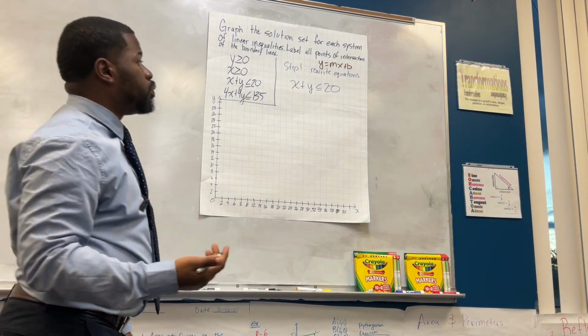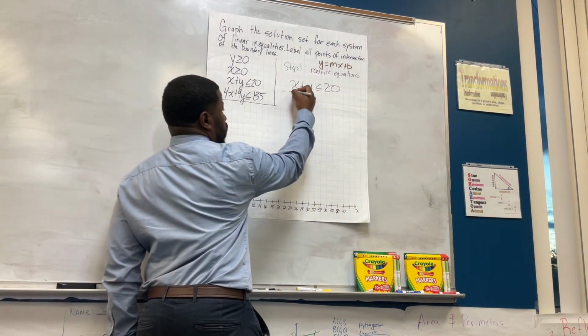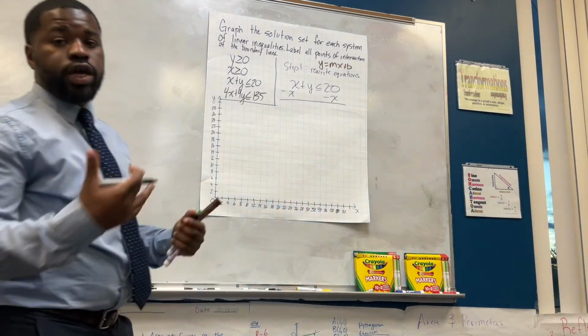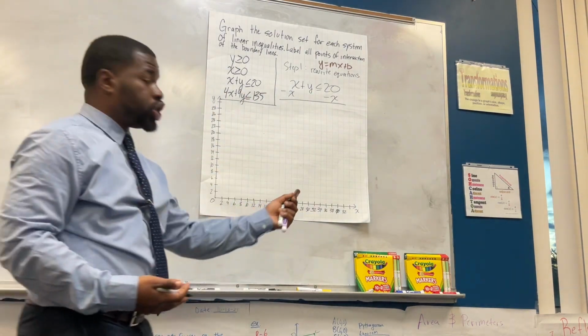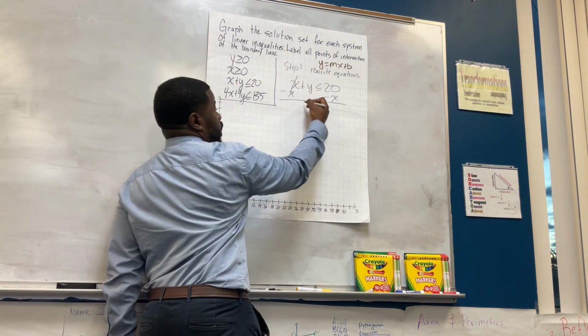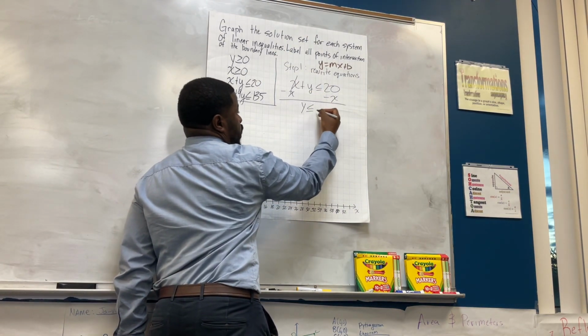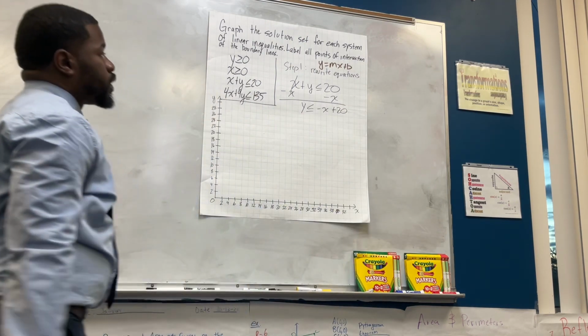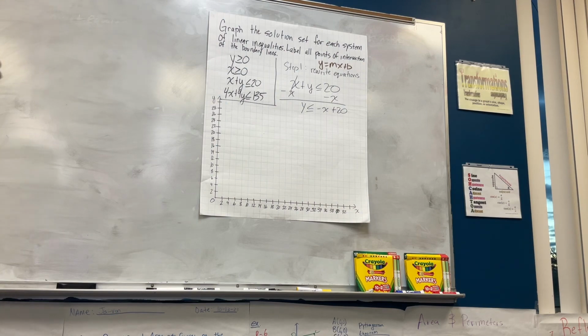The first step would be to subtract x on both sides. After you subtract x on both sides, we know that x and 20 are not like terms, so you cannot add or subtract those two terms. So you rewrite the equation as y is less than or equal to negative x plus 20. That is the first inequality.